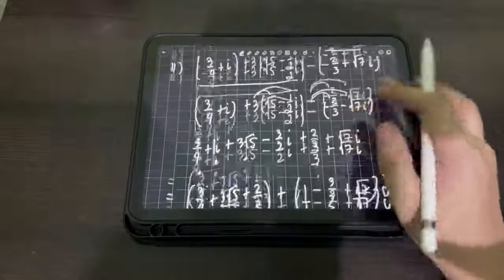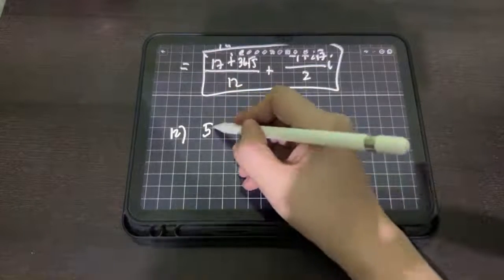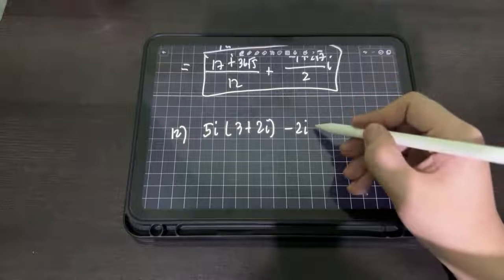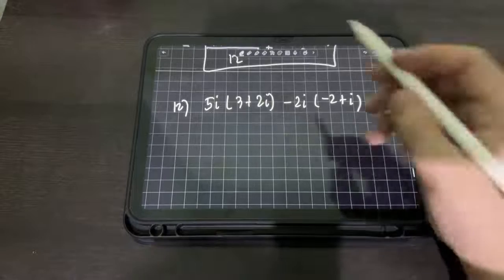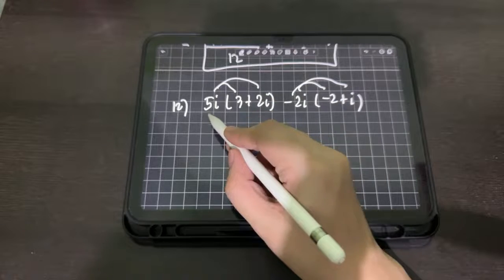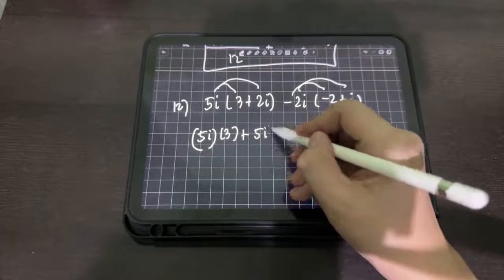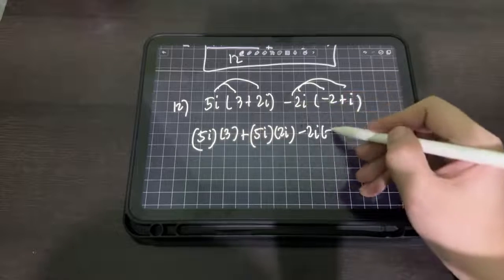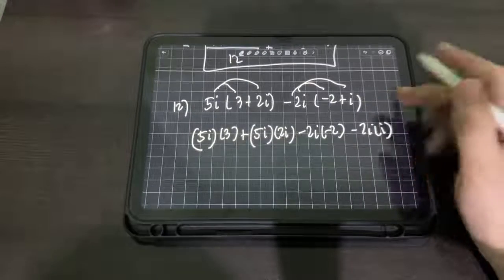Okay, for number 12, what if we have 5i times 3 plus 2i minus 2i times negative 2 plus i? So we can multiply first, distribute 5i and negative 2i. So 5i times 3, plus 5i times 2i. Then we have negative 2i times negative 2, then negative 2i times i.